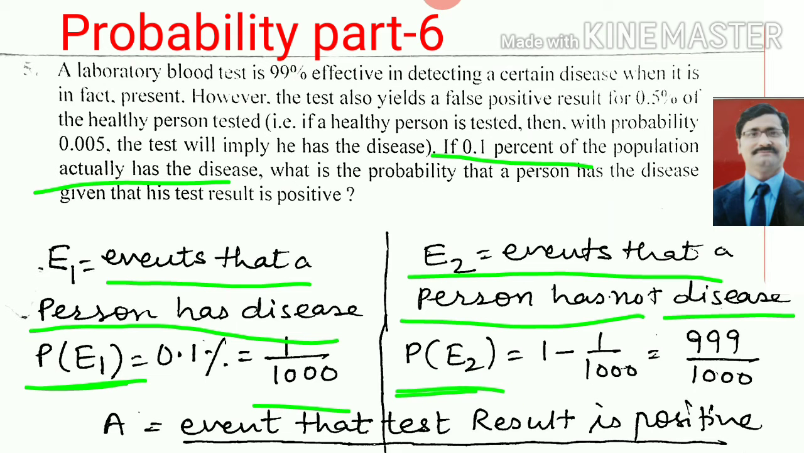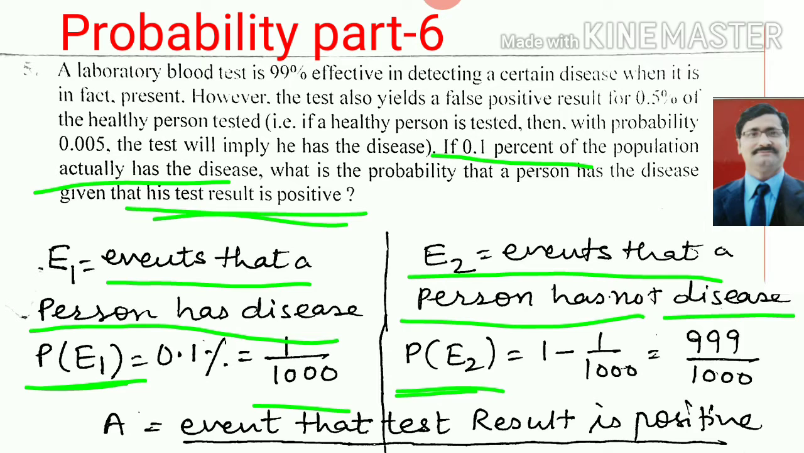So how many persons will not have the disease? 1 minus 1 upon 1000 means 999 upon 1000, which means out of 1000, 999 are healthy persons, they do not have any disease. Now we want the probability that a person has the disease given that his test result is positive.